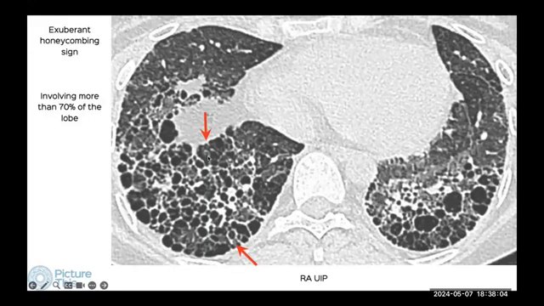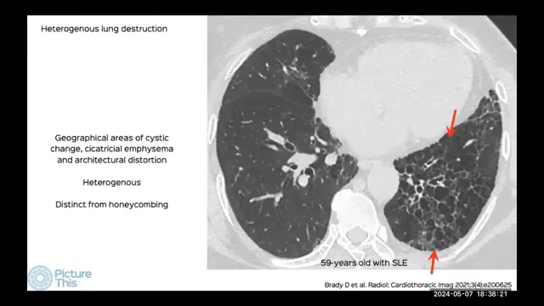Exuberant honeycombing is when we have more than 70% of a specific lobe involved with honeycombing. So you're seeing subpleural basal predominant and lots of honeycombing and cystic change in this patient with RA UIP. So when you see this, you should suspect connective tissue disease.